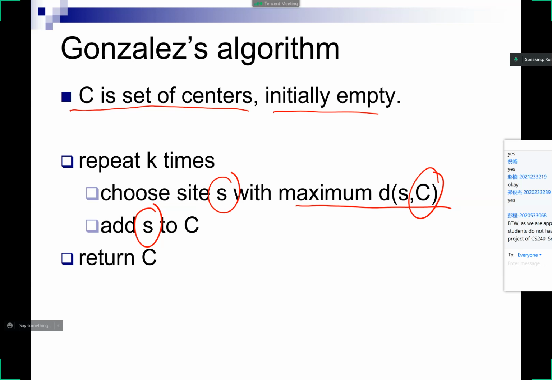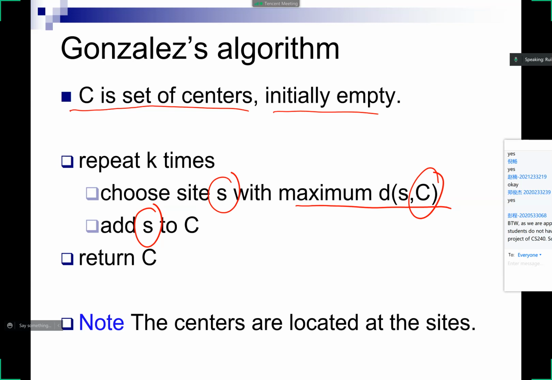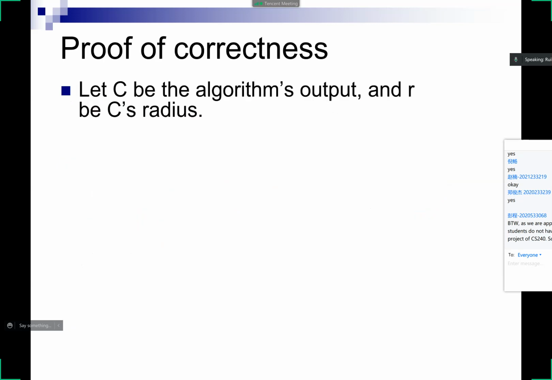It's a very simple algorithm, but it's kind of tricky. It's interesting how to analyze this algorithm. I think this proof is actually quite interesting. So let's prove that we get a 2-approximation for this algorithm. First of all, let C be the set of centers that we output, and let R be the radius of this set of centers. Again, R is: we look through all of the sites, and for each site you find the closest center, and whichever one of those distances is largest, that is R.